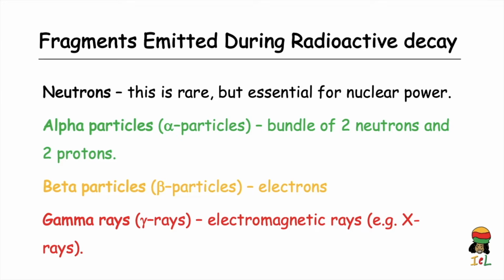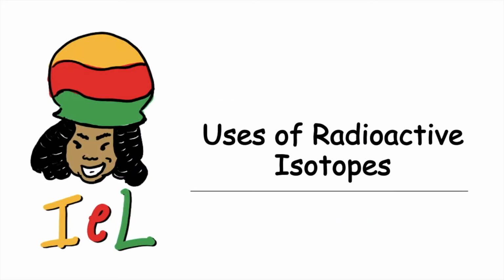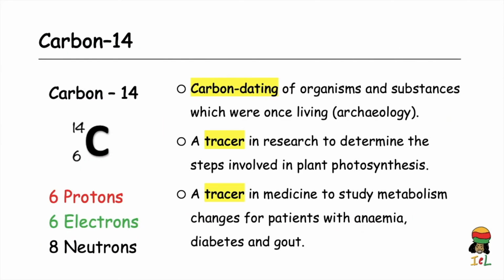Gamma rays, and these are the other forms of energy, and they are electromagnetic rays such as X-rays. Uses of radioactive isotopes. Carbon-14. Carbon-14 is commonly used for carbon dating, also called radiocarbon dating. Now, how does that work?